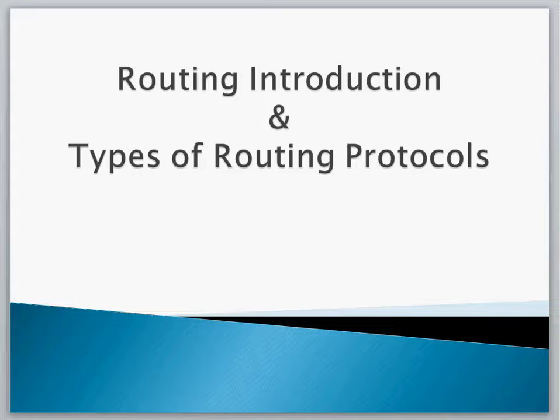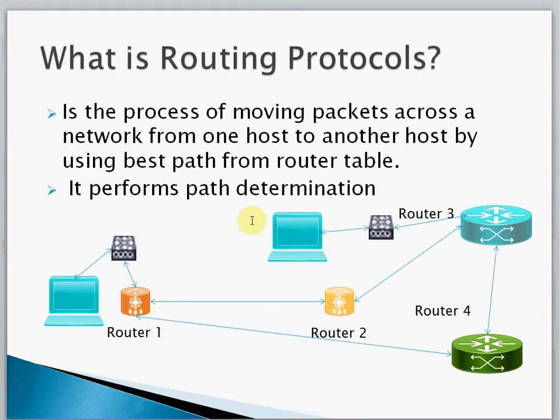So let's start. What is routing, and what is the protocol we use in our routers? Routing is a process of moving packets across a network from one host to another host by using the best path from the routing table. It performs path determination, meaning a routing protocol is used to determine the best path.